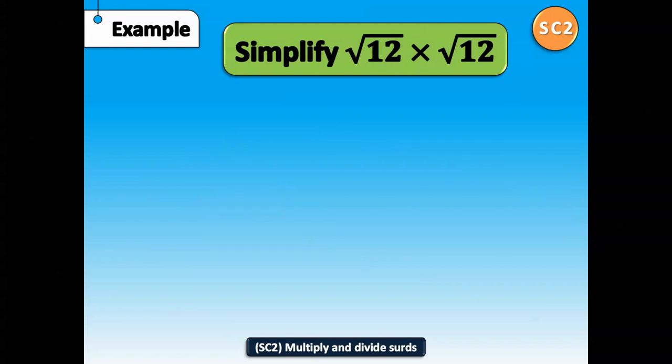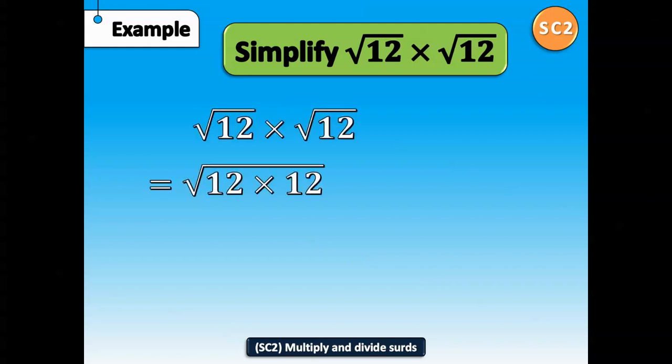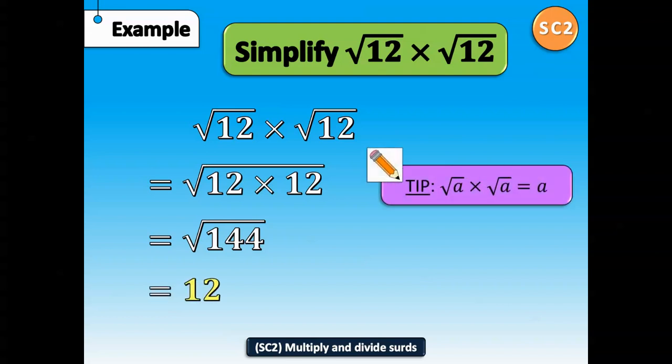In this example, we want to multiply root 12 times root 12. If we multiply 12 and 12 together, we get root 144. And the square root of 144 is a square number. So the square root of 144 is 12. That's because when we times a surd by itself, we get the number that's inside the surd. So root a times root a would just be a.